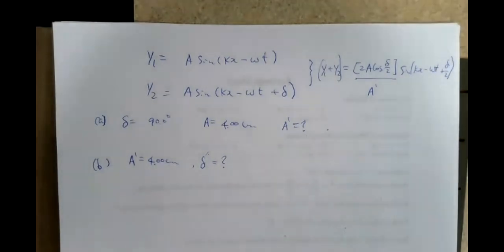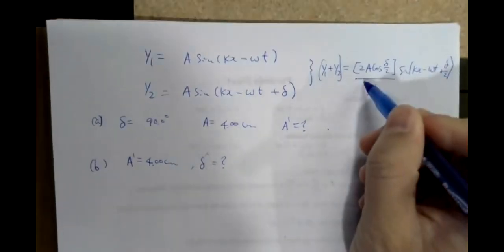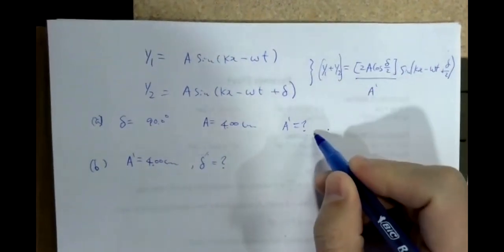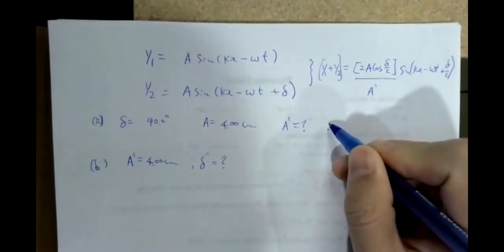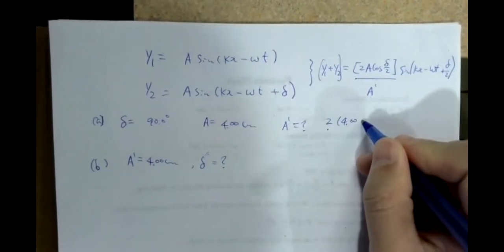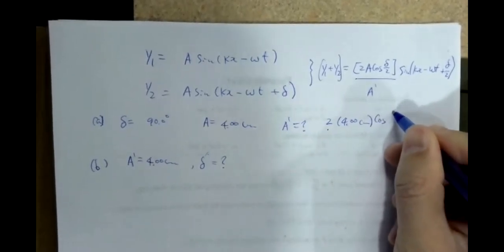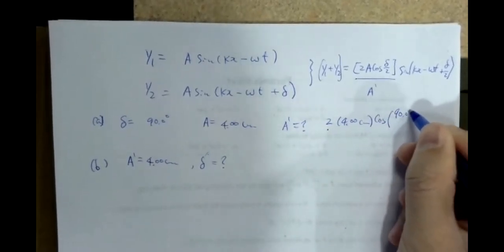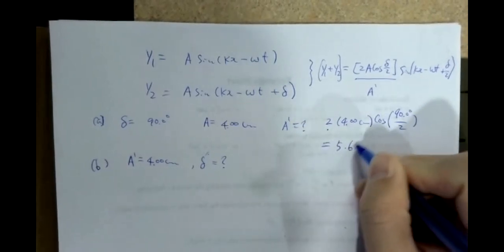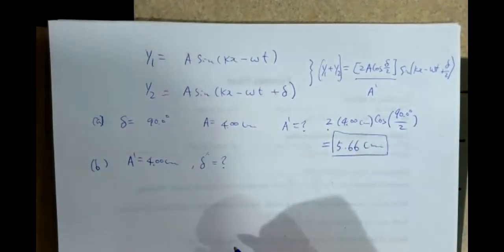All right. So let's take a look here. So this is the new amplitude. As I mentioned here, you're looking for this one. So here you simply just plug in numbers. This is equal to 2 times 4.00 centimeter, and then you're going to do cosine of 90 degrees divided by 2, right? So then that will give you 5.66 centimeter, on part A there.